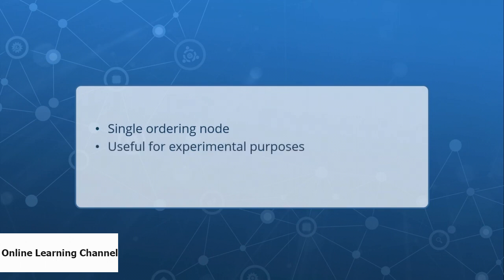Let us take a closer look at each of these, starting with Solo. So this is where you have a single ordering node, which of course represents a single point of failure. While this is very useful to get you up and running with Hyperledger Fabric, this should ideally be used only for experimental purposes, like in a dev or potentially a test setting. These are environments where simplicity is a higher priority. However, Solo is not recommended for use in production, and you should use one of the other ordering mechanisms available for that.